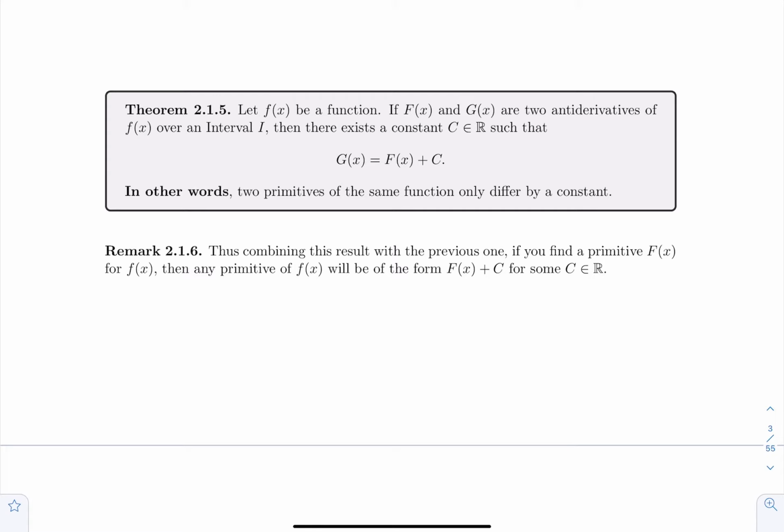But suppose you have two different primitives for the same function. What is the difference between these two functions? Is it possible that there's some other function completely messed up, completely different from big F, that also is such that when you compute its derivative, you get small f? Well, the answer is actually no.